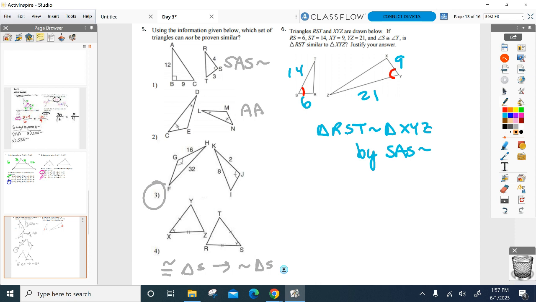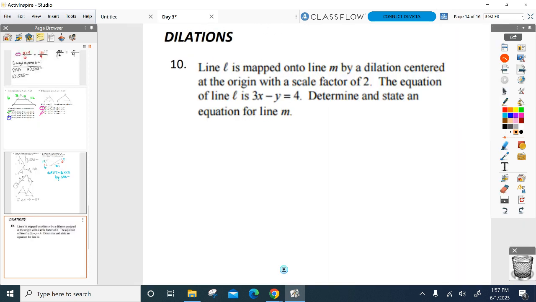Hefty topic on there. When I say hefty, maybe four tops, but there are only 35 on there. Dilations to finish it off. I thought I was going to be done by now, but we had a little extended vote, which is fine.